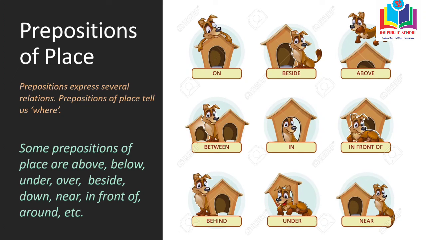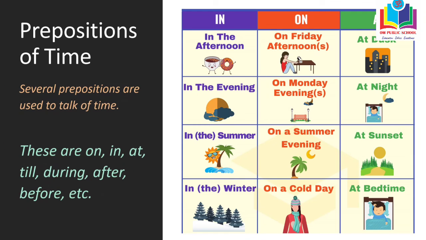The dog is on the kennel. The dog is above the kennel. The dog is in the kennel. The dog is near the kennel. The dog is behind the kennel. Can you form the rest of the sentences with these prepositions looking at the images?